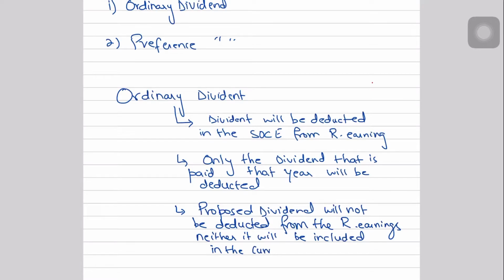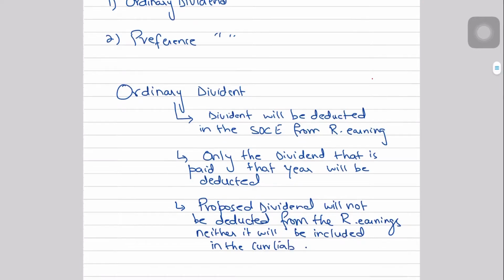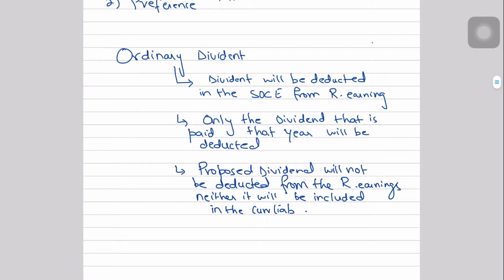All right. And this is a very important thing that you need to know, because mostly students, what they do is that they put the proposed dividend in the current liabilities. They say, okay, the dividend has not been paid, it is only proposed, so it means it is a payable, hence they put it in the current liabilities. That's not the case. Proposed dividend will not be included in the current liabilities. Okay, so these are the three things about ordinary dividend that you need to know.